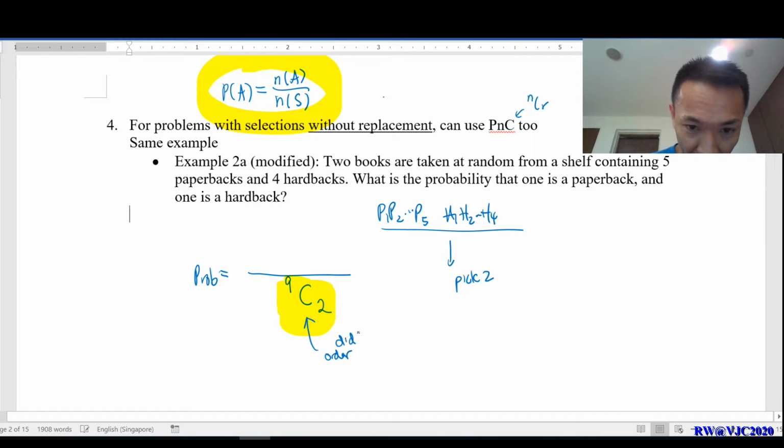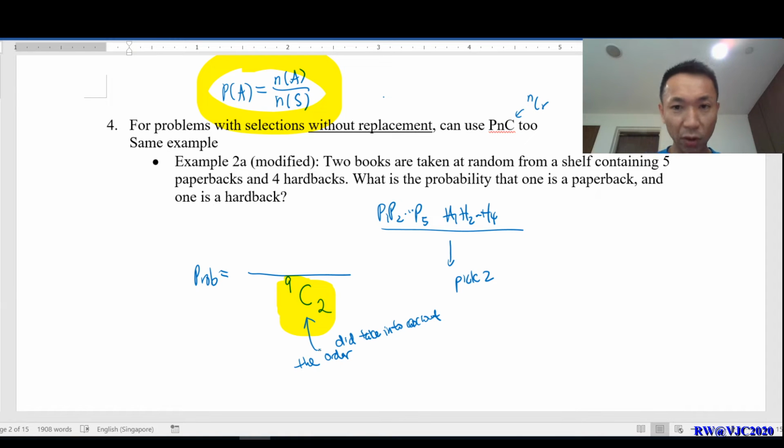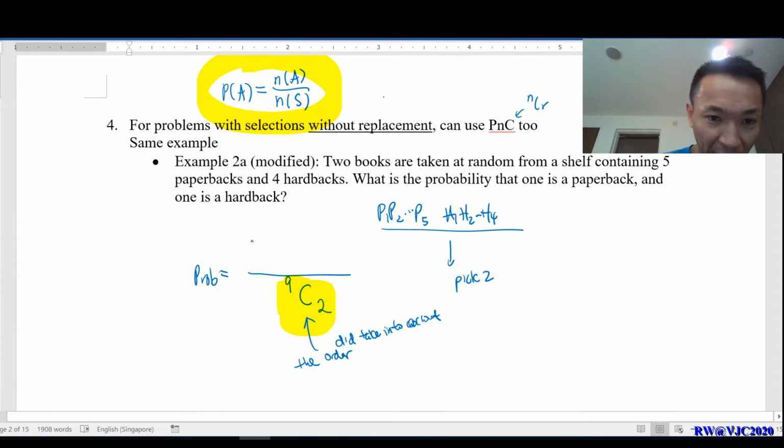I did not take into account the order. That means P1, P2 is the same as P2, P1. I didn't count them as separate. So in your numerator, you also cannot count them as separate. So what I'm interested in is how many ways can I pick 1 paperback and 1 hardback. Actually, it is 5 choose 1 times 4 choose 1.